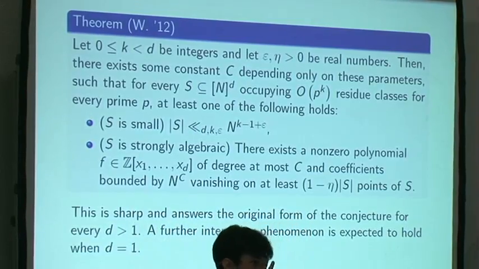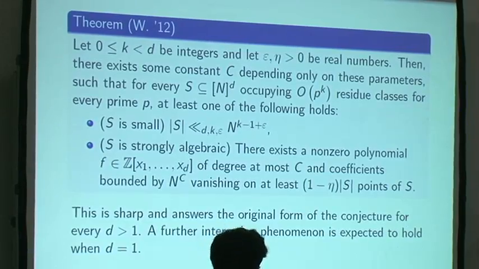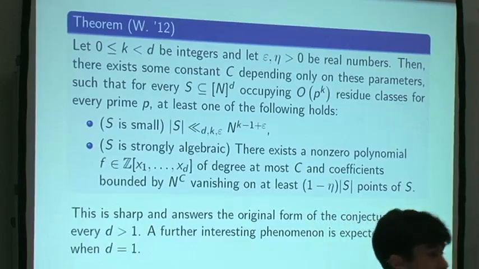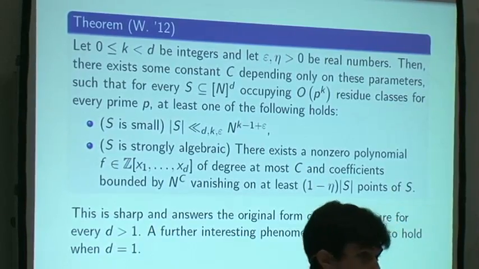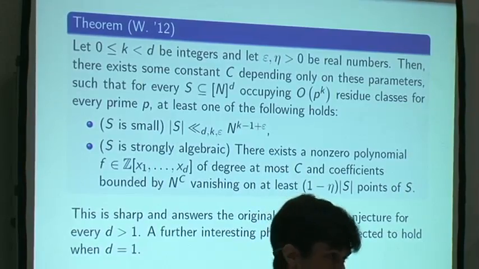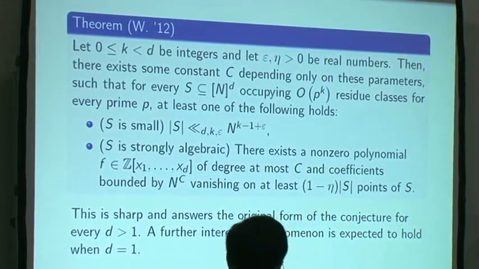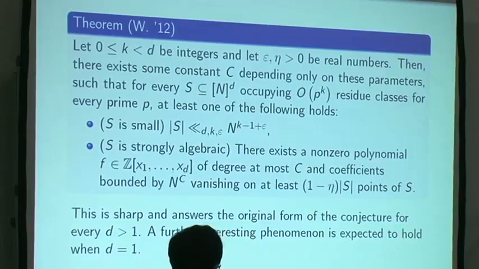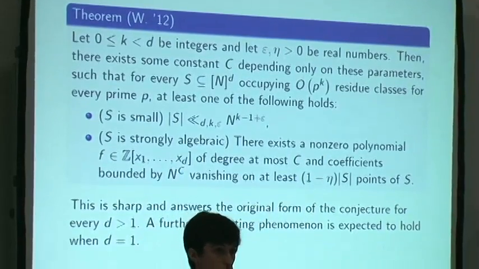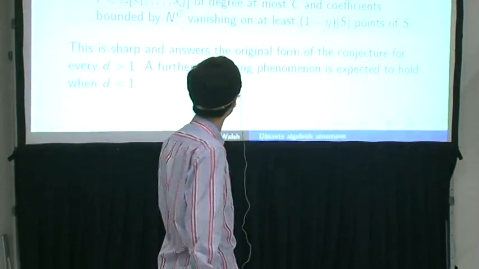But it's just telling you that if you have a set occupying very few residual classes in any dimension, then either your set is very small or it has strong algebraic structure. So let me now read you exactly what this means. You have two integers, k and d. D is the dimension, and k will be the exponent of the number of classes you occupy, so it's less than d, you occupy few classes.